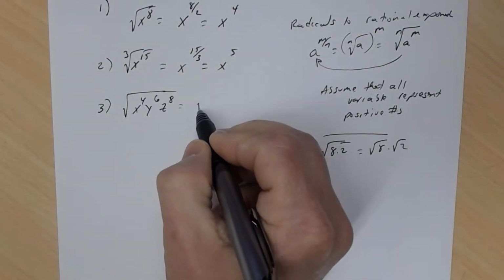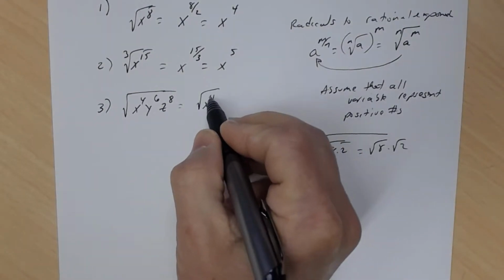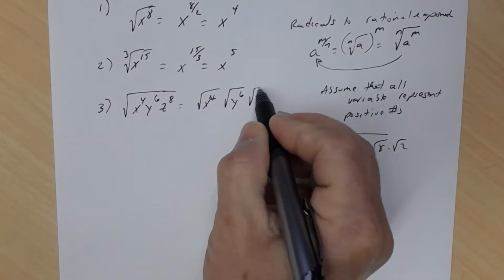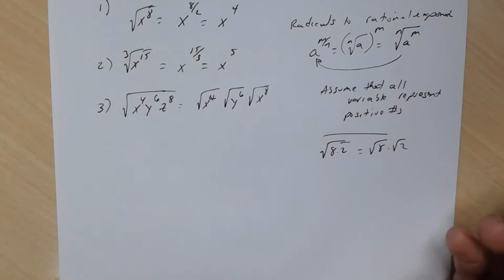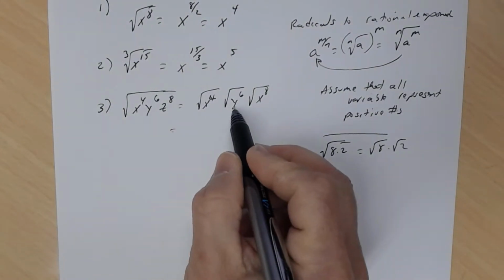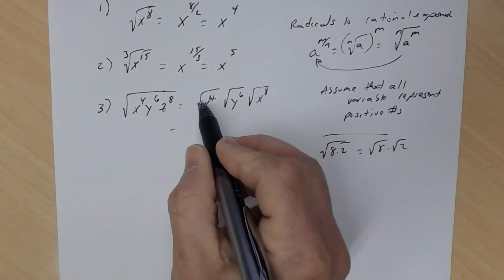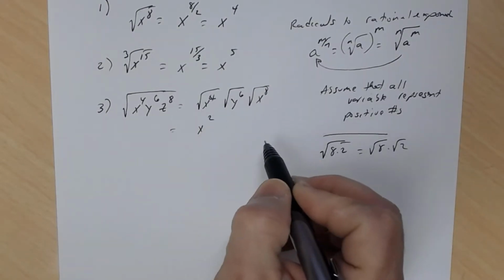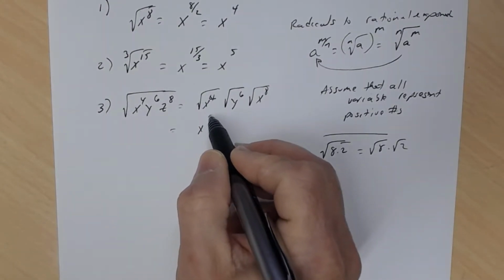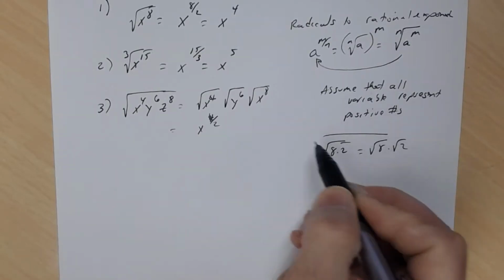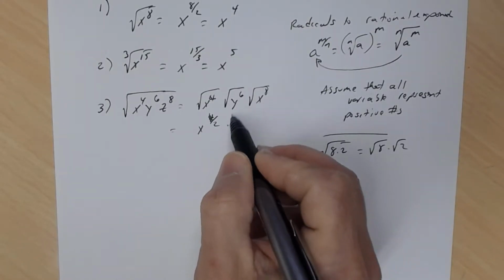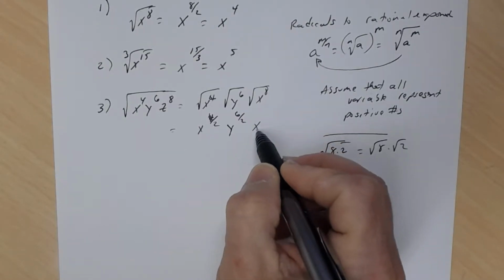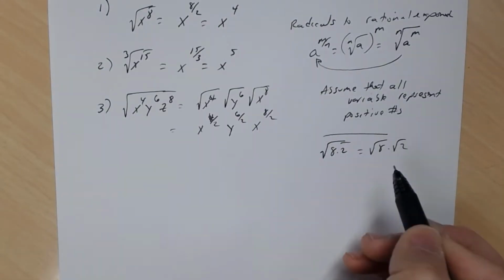So this is the square root of x to the 4th times the square root of y to the 6th times the square root of x to the 8th. And so now let's simplify each of these radicals. The square root of x to the 4th is x squared, because 4 divided by 2 is 2. Maybe I should have rewritten it. So it'll be 4 divided by 2, just like this. And then here, that'll be y raised to the 6 divided by 2. And then this is x raised to the 8 divided by 2.